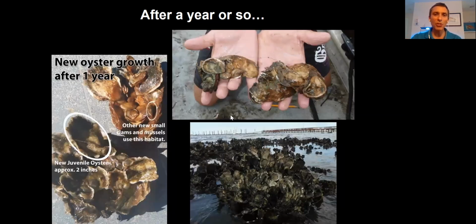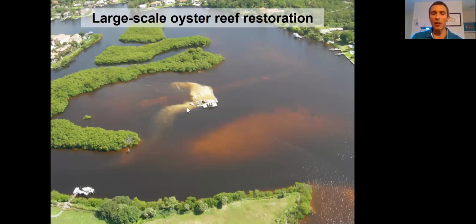And if you look, you can actually see the baby oysters stuck to the restaurant oyster shells. There's also things like mussels attached to these clumps. You can barely see the plastic bags, and over time, those plastic bags disappear. Now that's a small scale restoration.